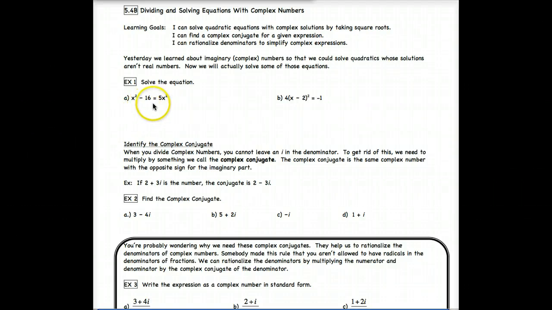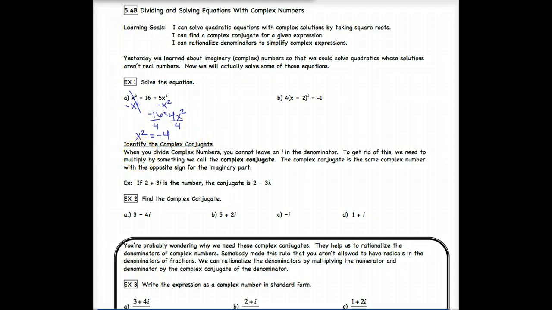x squared minus 16 equals 5x squared. Well, if we want to solve by taking square roots, we need the squared term alone. Since I have 2 different squared terms, I need to combine them. First I'm going to subtract x squared on both sides to get those terms together. Then I've got negative 16 equals 4x squared. The squared term is still not alone. I need to divide by 4. I'm going to switch the sides here. I've got x squared alone, and on the other side, negative 16 divided by 4 is negative 4.